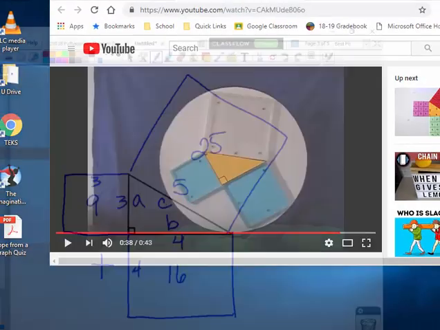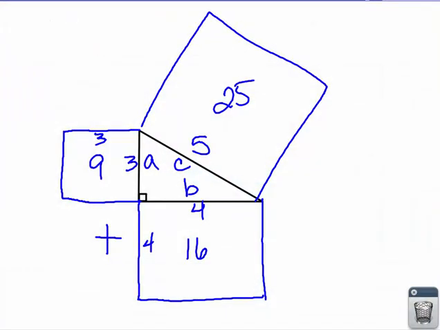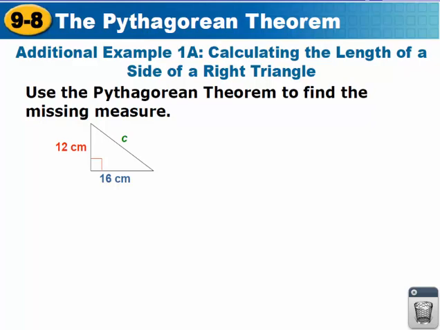Now let's see if we can actually do a couple questions. Okay. So here's our first one. It says use the Pythagorean theorem to find the missing measure. So in this particular shape, I have a right triangle, and I know two pieces of the triangle, and I'm looking for the third. Those are the two conditions that you must have in order to use the Pythagorean theorem. So the first thing I want you to do is write the theorem down.